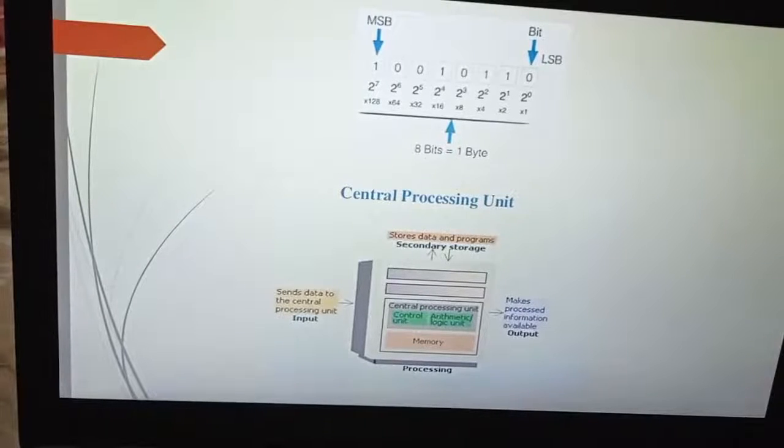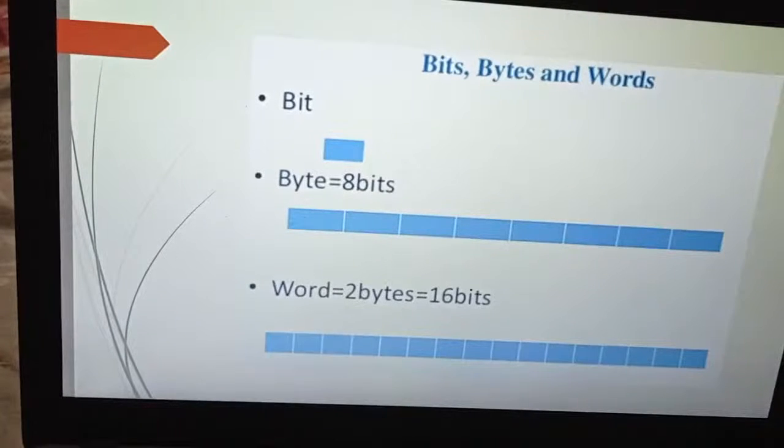A word is a group of 16 bits. Here, 1 byte is 8 bits, and a word is a group of 16 bits. Bits in a word are numbered starting from 0 to 15 because it is a group of 16 bits. Individual bit and byte, a set of bytes, and 2 bytes.